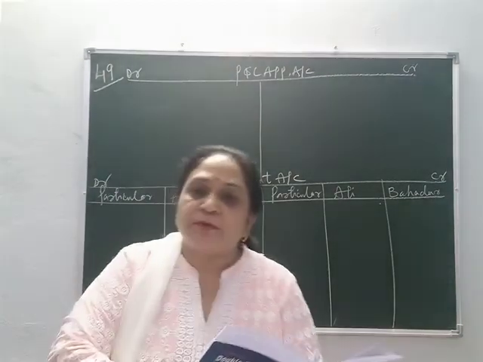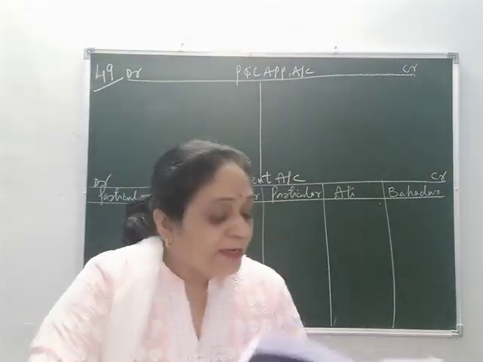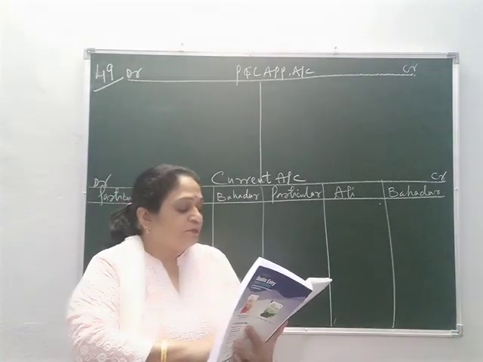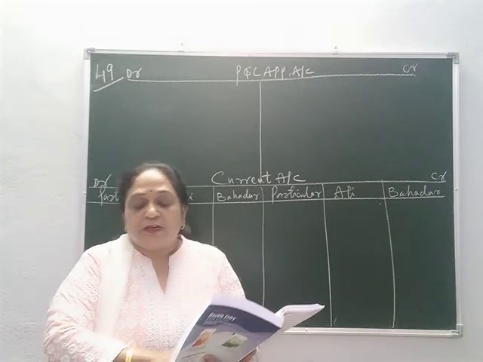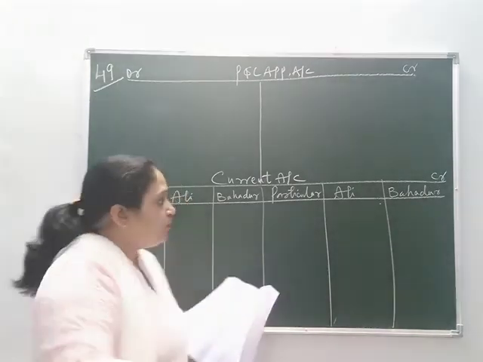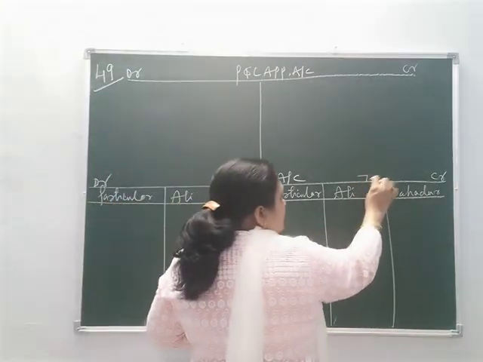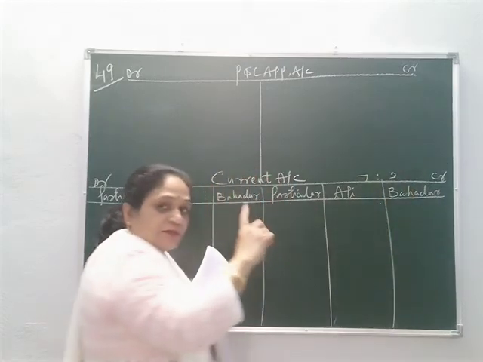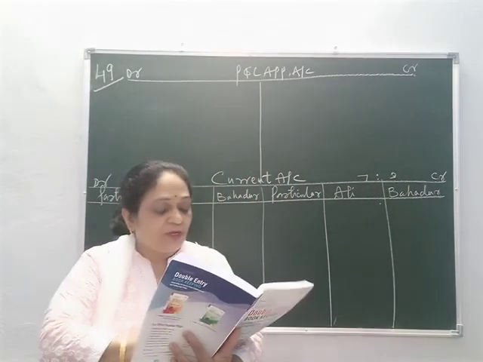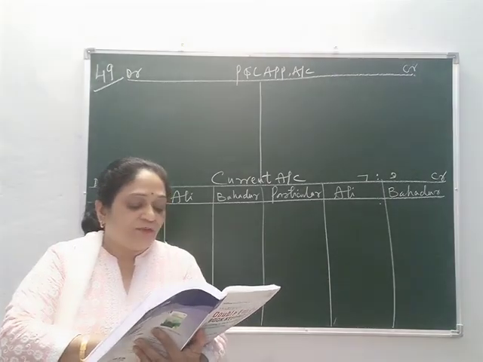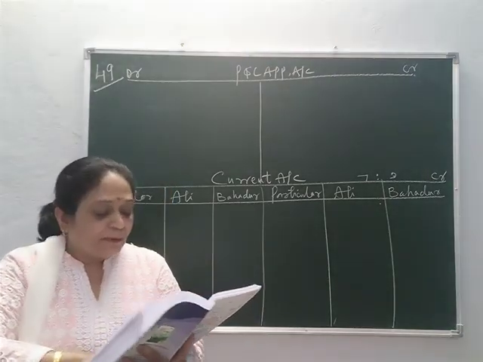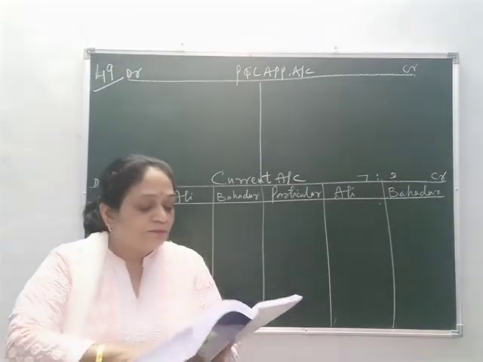Continuing with question number 49. Ali and Bahadur are partners in the firm sharing profits as 70% and 30%. It means the profit sharing between both is 7:3. Their respective capitals on 1st April were 25,000 and 20,000. Capital balances are provided to you.